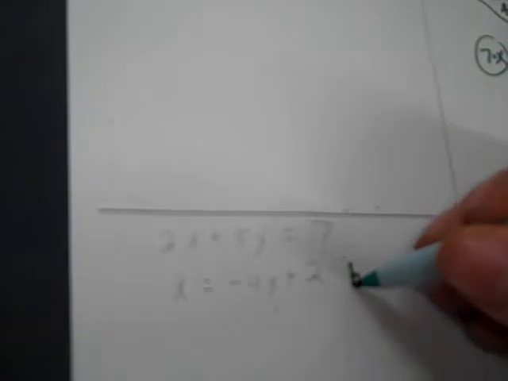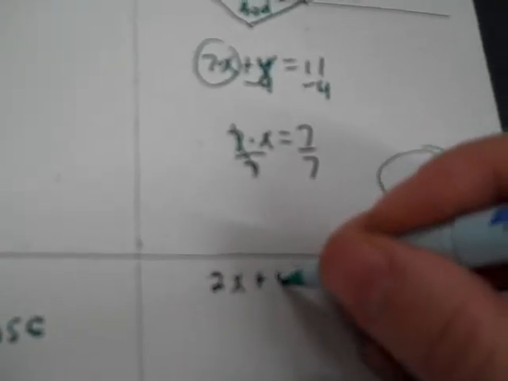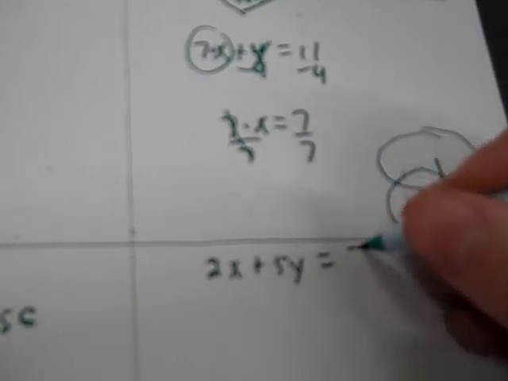Now my next problem, 2 times x plus 5 times y equals 7. X equals negative 4y plus 2. This is my base, because that's the one that's got the x by itself. So I box up that letter and then circle what it's equal to. So I write the other equation. 2x plus 5y equals 7.